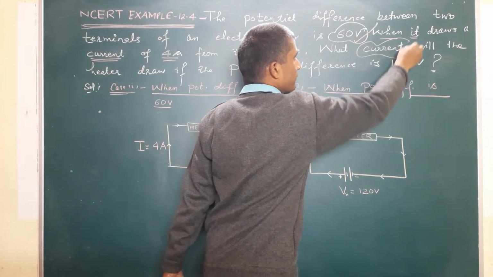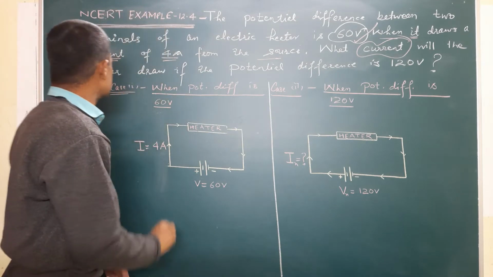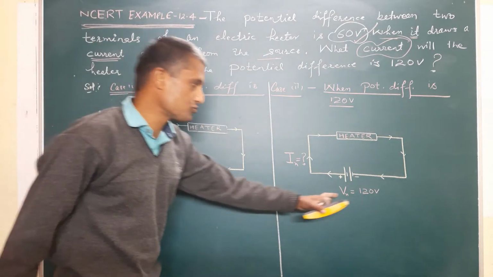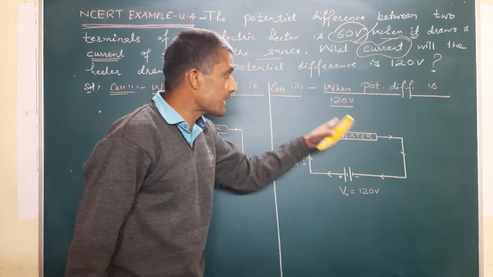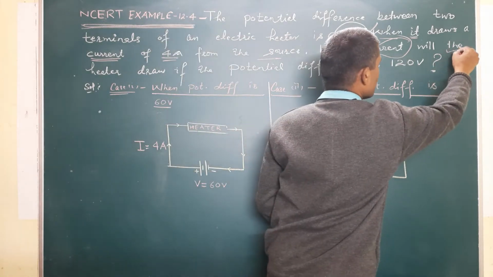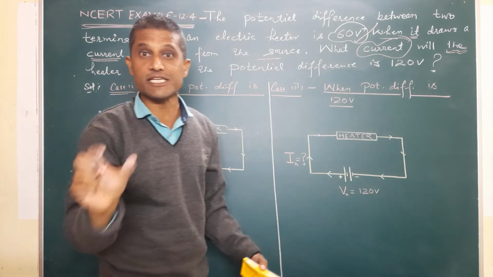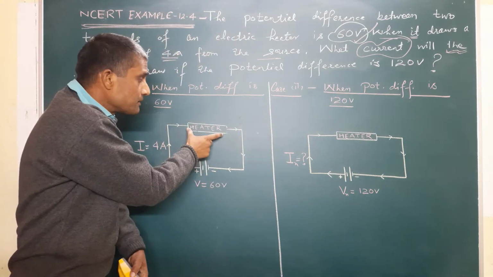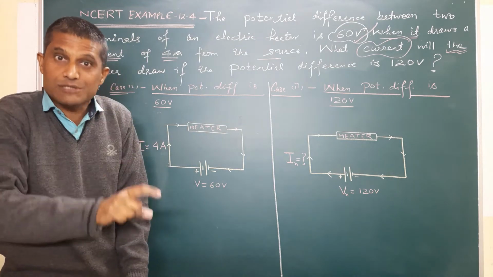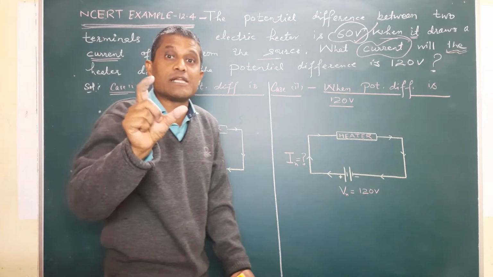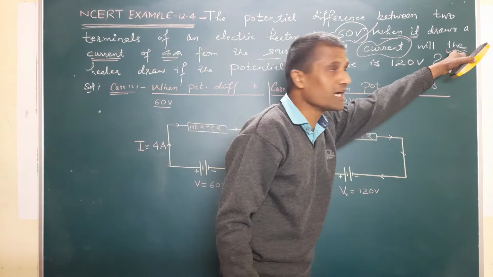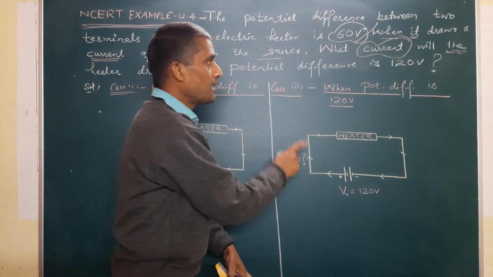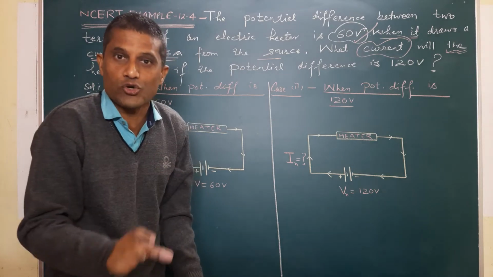Next is, what current? Here is the question. What current will the heater draw if the potential difference is 120 volt? The same heater. It means the heater remains the same. The heater does not change anymore. It means whatever coil is being used in that heater, that coil will remain the same. That's why the article being used is the heater. It means the heater remains the same, but the situations are undergoing a change.